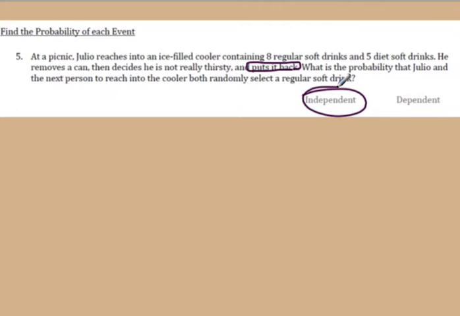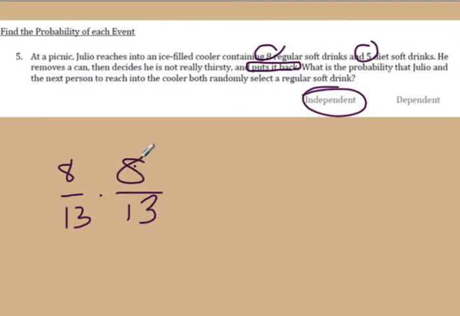So here we're going to have 8 plus 5. So there's 13 total cans in there. Okay, and then 8 of them are a regular soft drink. So Julio's going to reach in. There's an 8 in 13 chance that he draws out a regular soft drink. He's like, nope, don't really want this. He puts it back in. So since he puts it back in, there's still 13 different cans in there, and 8 of them are still regular soft drinks.